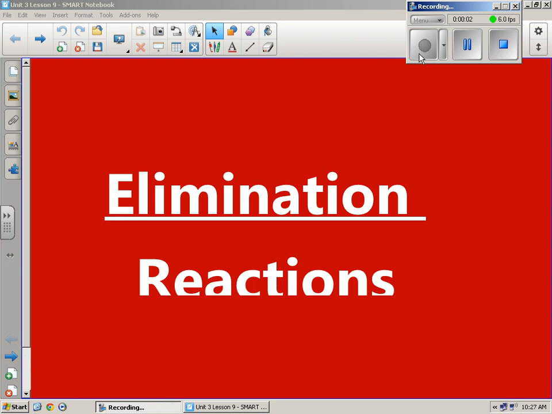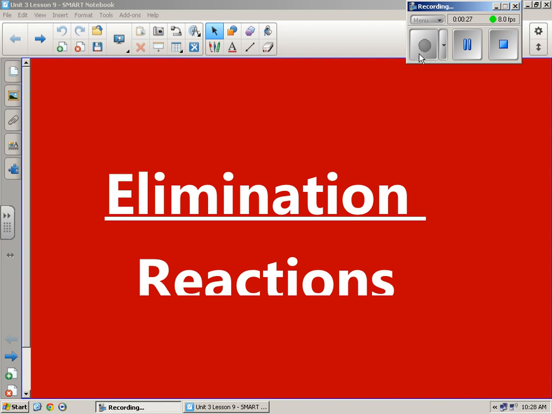Elimination reactions is what we're going to talk about today. Yesterday, we just went over this homework. Of course, we talked about addition reactions. So we had a double bond, and we added stuff on to the double bond to make it single bonds. Today, we're going to do single bonds, and we're going to take stuff off and make a double bond. Basically, it is the opposite of addition.